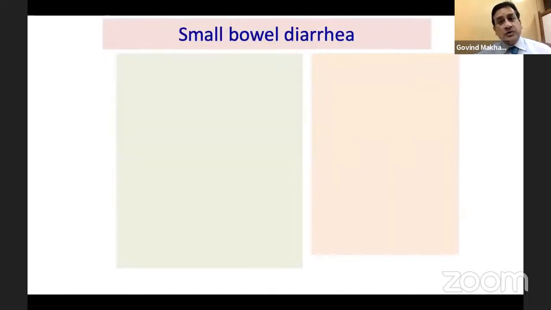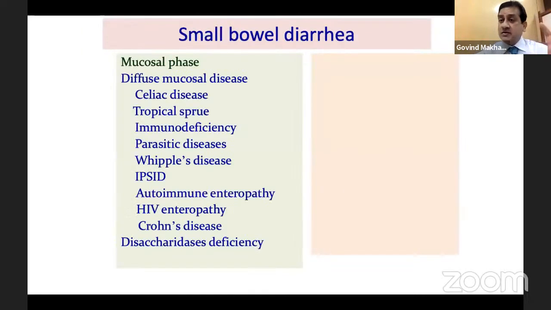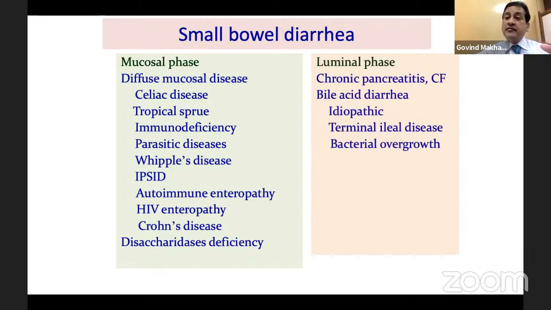So we all know the cause of small bowel disorders which can lead to diarrhea is simply a diffuse mucosal disease of any nature, be it celiac disease, tropical sprue, immunodeficiency, Whipple's disease, IPSID or any other disease. If it is diffuse in nature, it can lead to chronic diarrhea of small intestine type. It can also be because of luminal phase maldigestion, because of chronic pancreatic disorders, or chronic bile acid deficiency, which can also lead to luminal maldigestion and diarrhea.